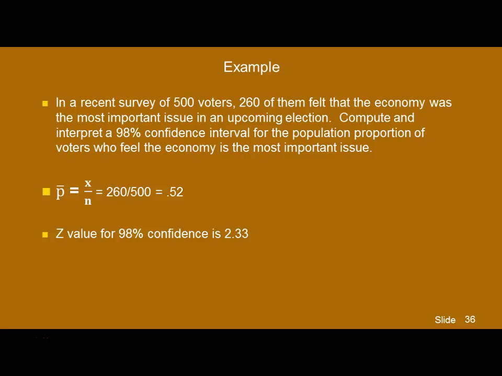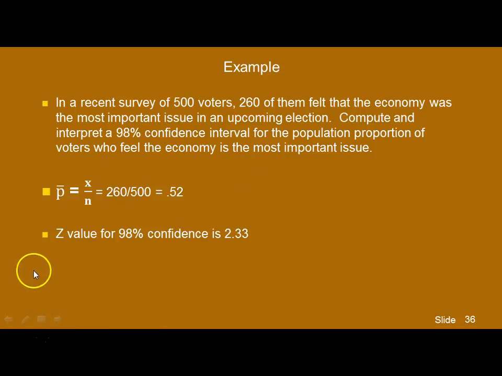Our sample size here is 500. We surveyed 500 voters. X is 260. 260 of them felt the economy was the most important issue. So from that we can get P bar. 260 over 500 is 0.52. That's our sample proportion.